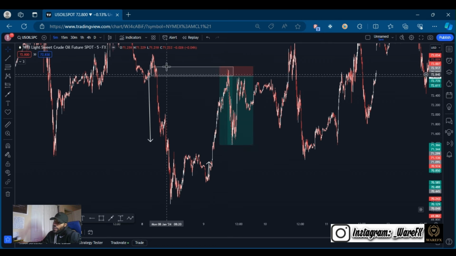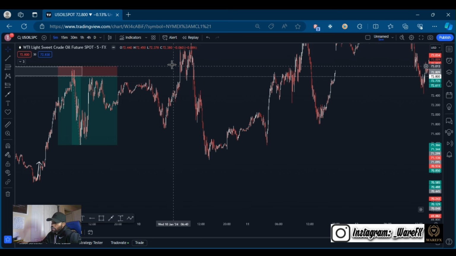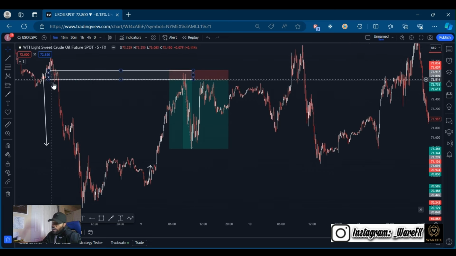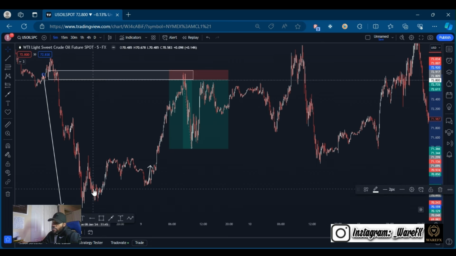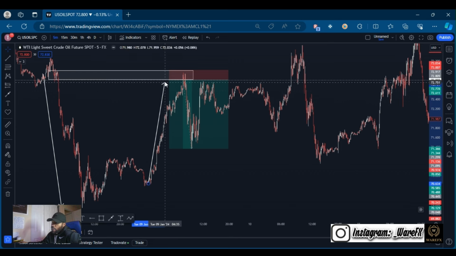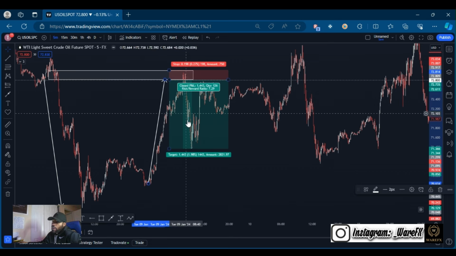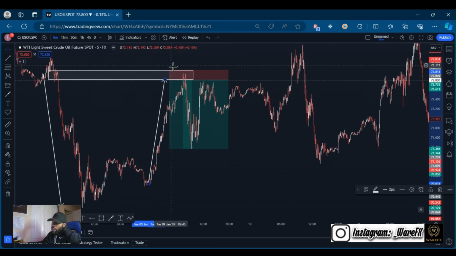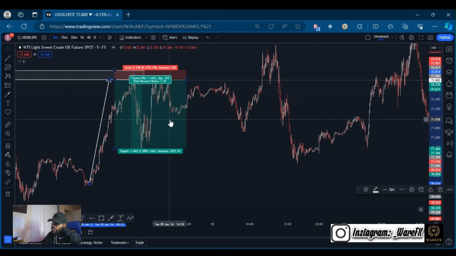So we have supply, we have heavy selling to the downside. It comes back to our zone. See, it started here, came all the way down here, started making its way back up, and it's made its way back up to here, which is where it originally started at. Once we see it rejecting from where it started at, that's when we're getting in for ourselves.